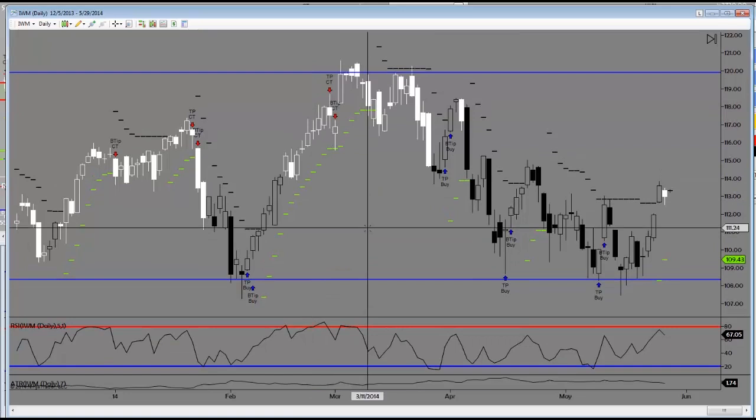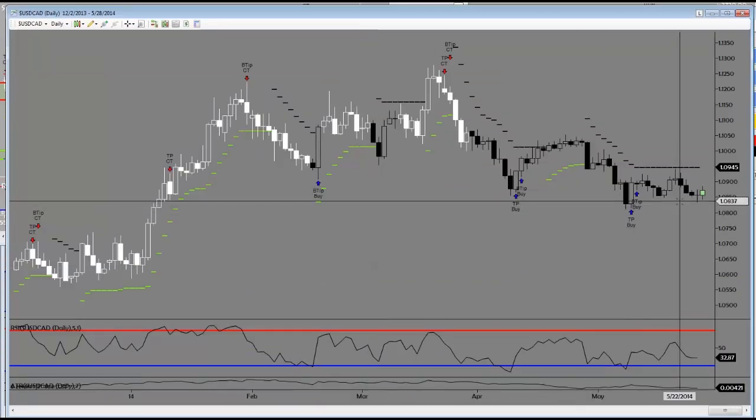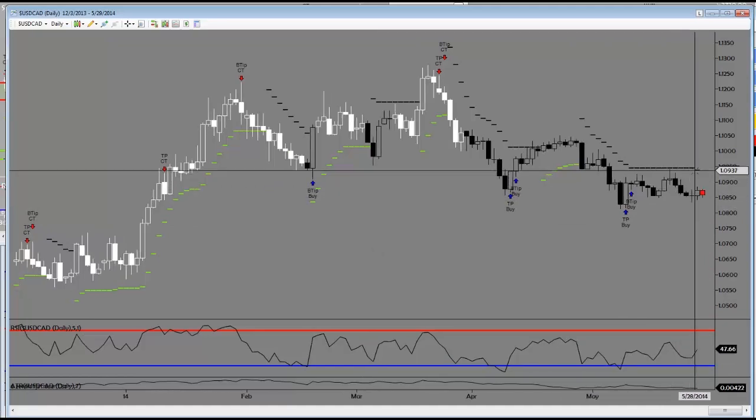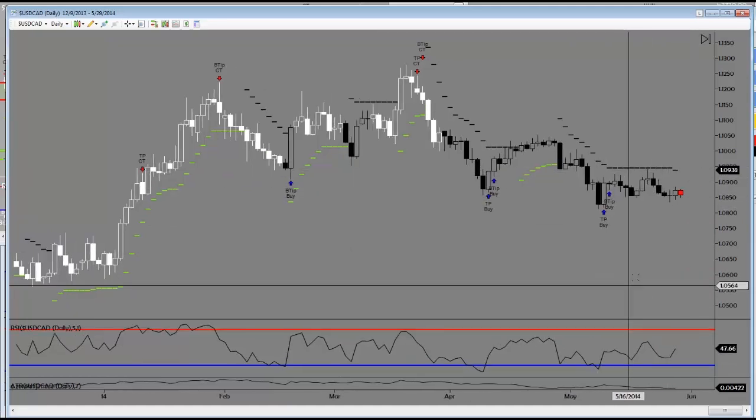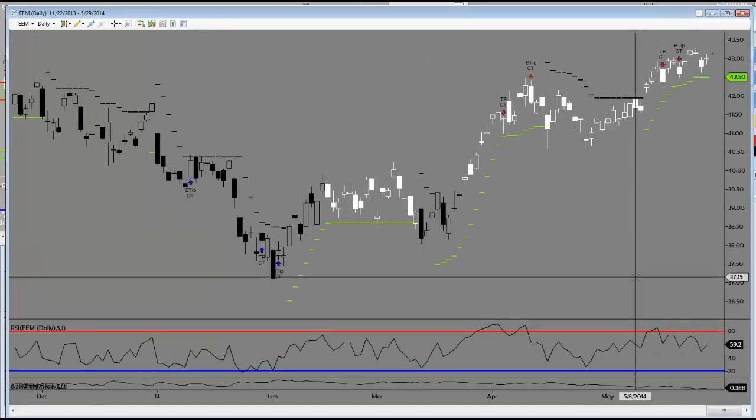All right, there's that. Let's take a look at U.S. Canada real quickly, had a buy signal the other day. We got a little pop off of that 0850 handle. And again, even a retest of this right here to pay 100 pips. Let's go take a look at EEM.